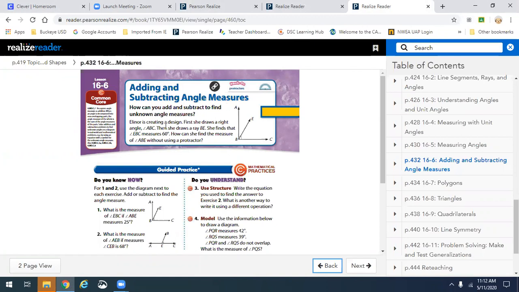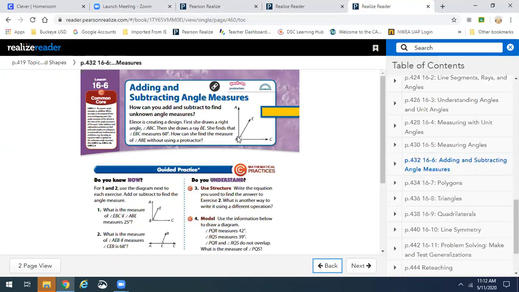So this is what tells you what angle they're talking about. It says angle ABC. So that's the angle they're talking about. If you notice right here, there's the square. The square is really important because that square tells us that this is a 90-degree angle. So that's going to be important for adding and subtracting.